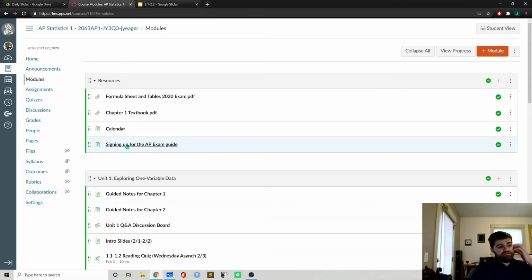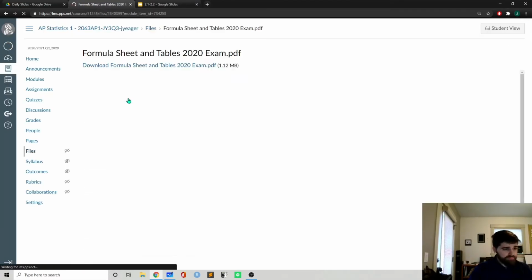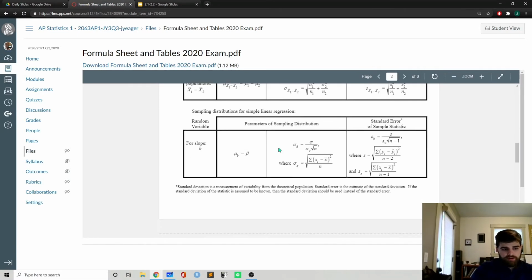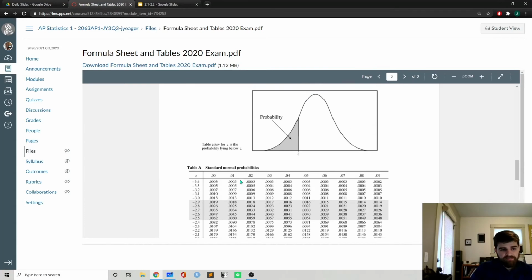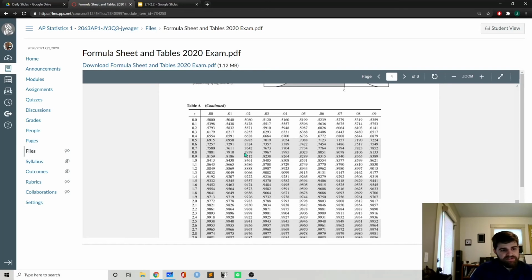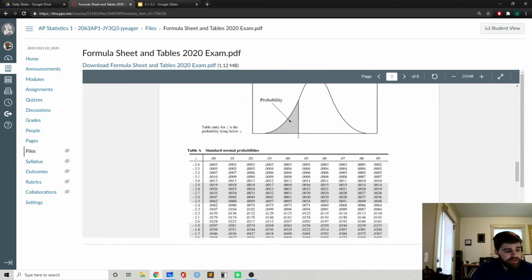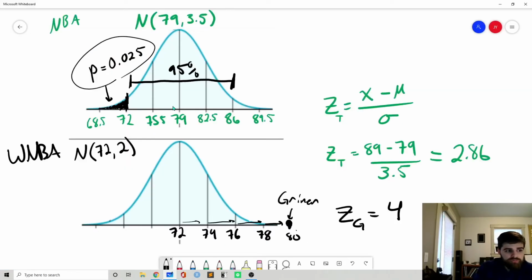All right, so in Canvas, you can look at your formula chart and you'll see that not only are you given a bunch of formulas for this test, you're also given some tables. The first table, table A, is all about the normal distribution. So we wanted a z-score of -2, because that's where 6 feet falls in this distribution: 2 standard deviations below the mean.